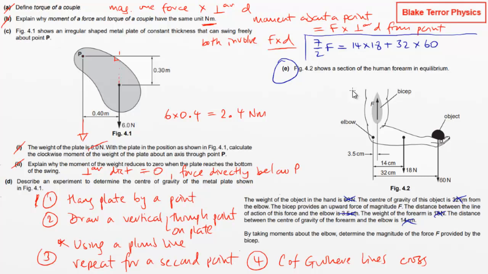I can't really be bothered to simplify any of that. With this many numbers, I'm just going to type it in, it's going to be quicker. 14 times 18 plus 32 times 60 is 2172, divided by 3.5 gives us 620.6. We're all in 2 sig figs here, so we'll say 620 newtons to 2 significant figures. So relatively straightforward. They love arms for some reason when it comes to moments, but there you go.